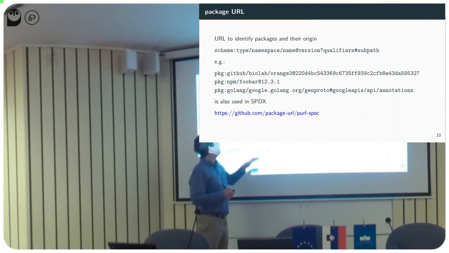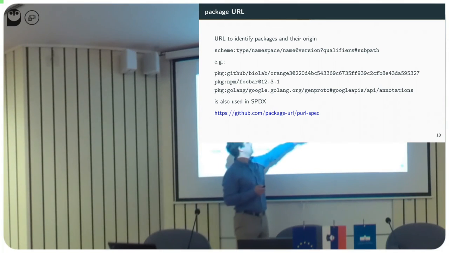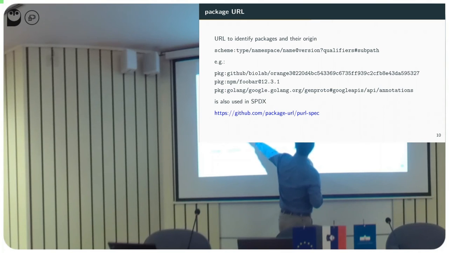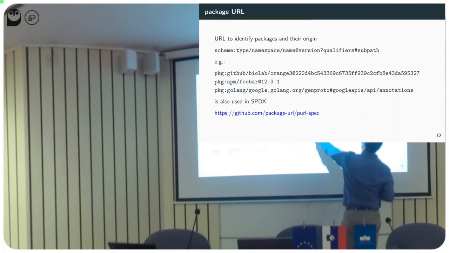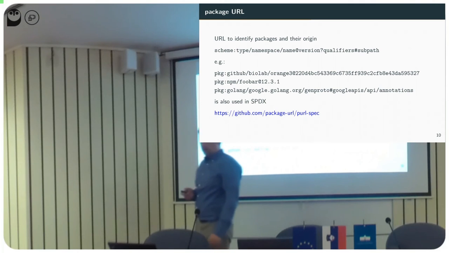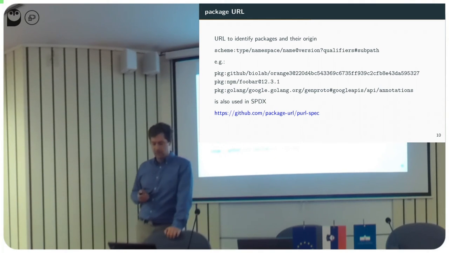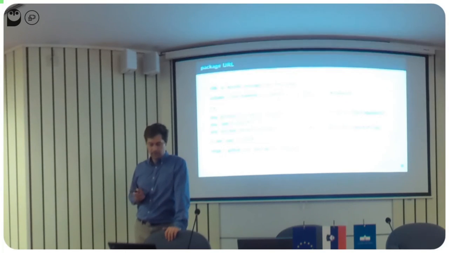You can also add other things, like after a hash sign, you can have the subpath. So in this repository, I'm only interested in the annotations file within the Google API's API folder. So it's super useful to mark which package or which file you got from where.